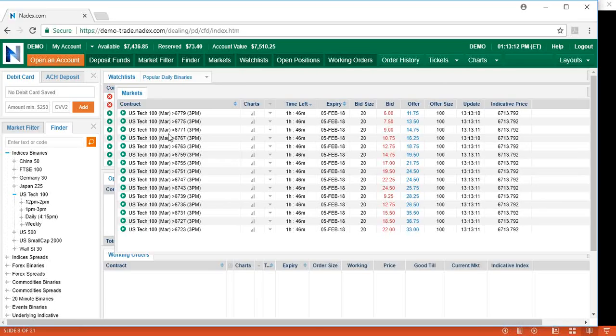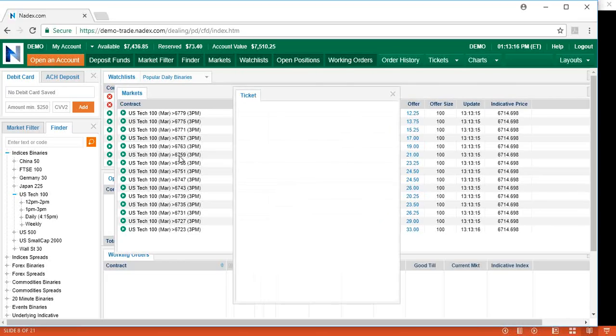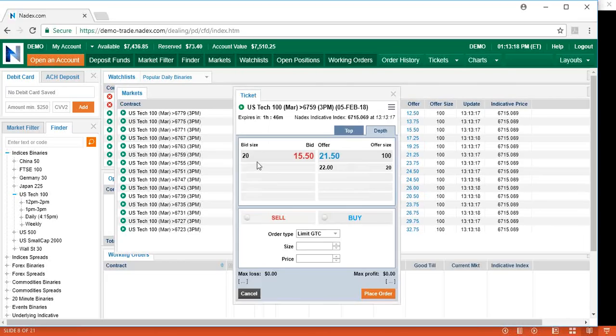All a binary option is, as we know, and we're not getting in depth here, is just a statement. If I click on any one of these, it opens up a ticket, and the statement says the US Tech 100 will be greater than 67.59 by 3 p.m. That's just a statement. Yes or no, that statement will be true or false. It will happen or it won't. It's binary: yes, no, true, false, 0, 1, happens or doesn't.